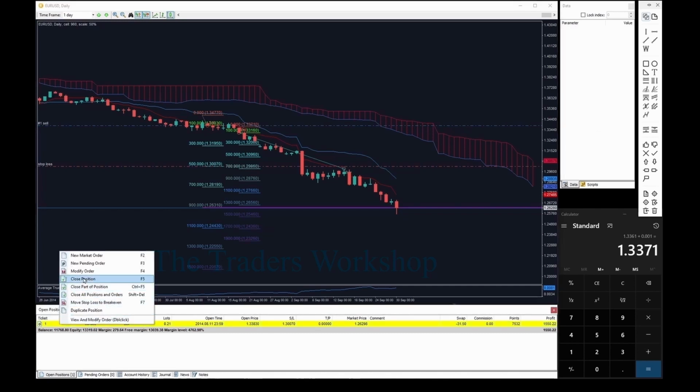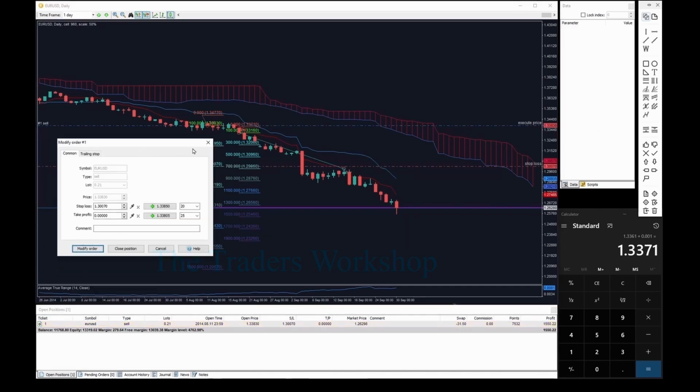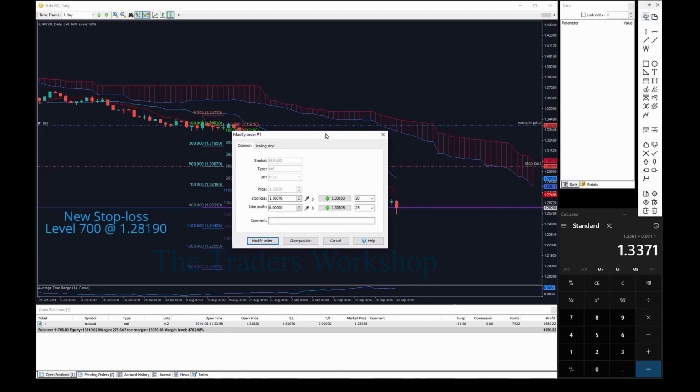Now, let's modify ticket number 1. The new stop loss should be at level 700. The level 700 at 1.28190.